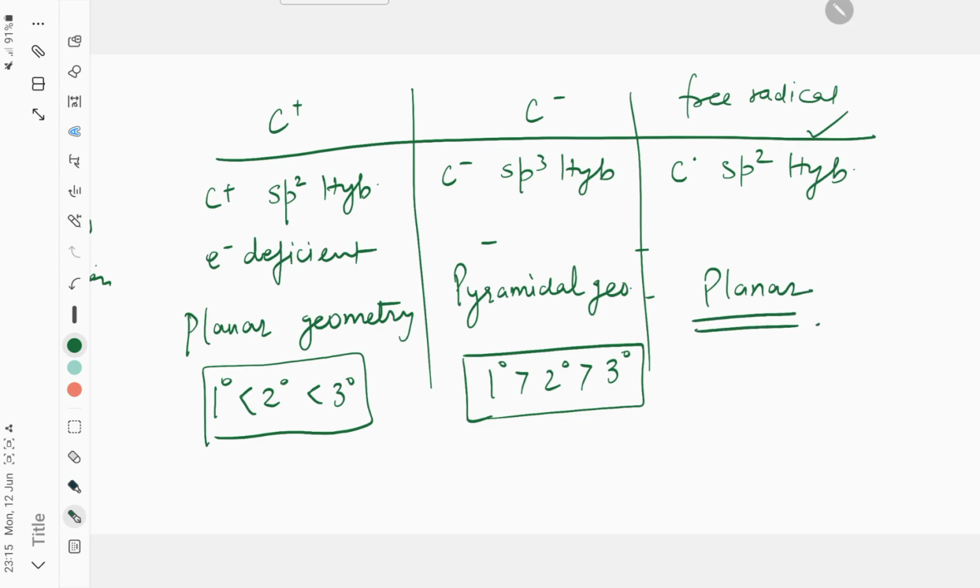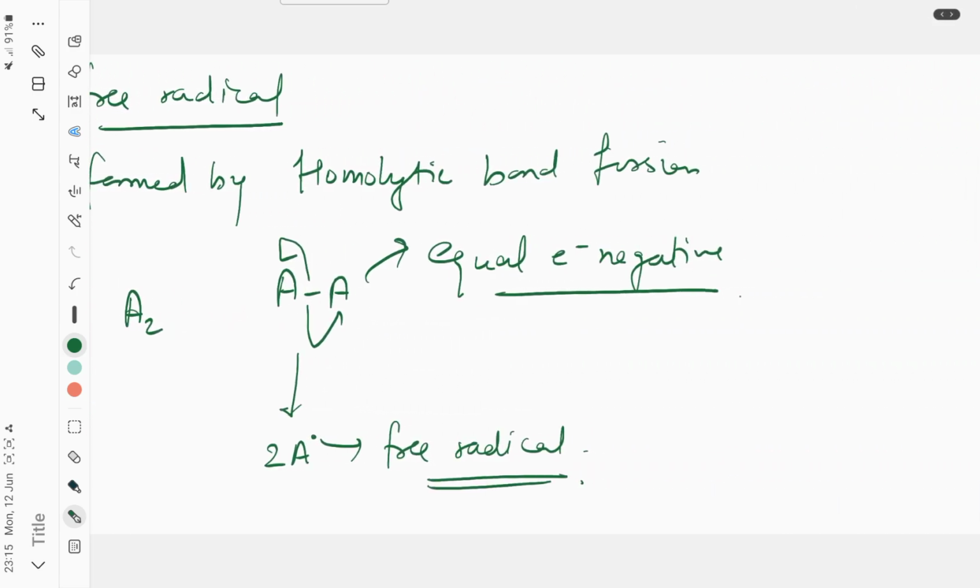So these are the reactive intermediates used in this chapter of class 11th.